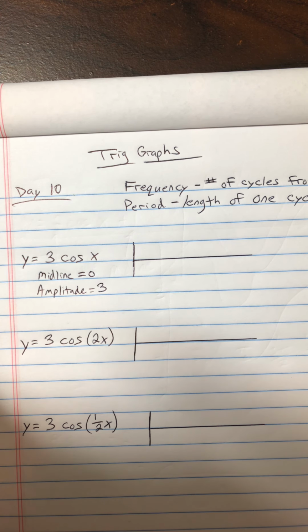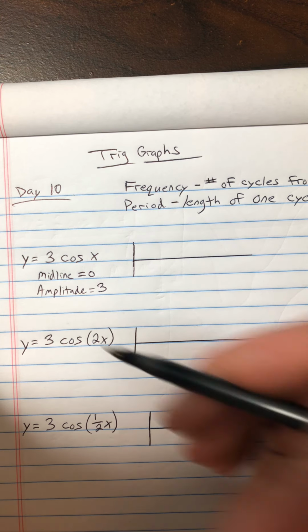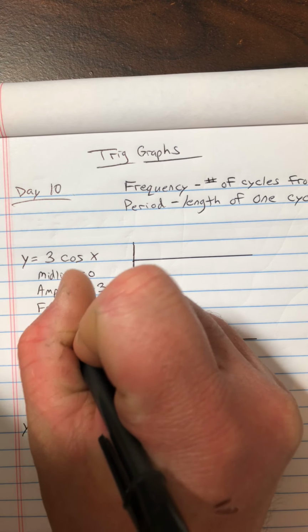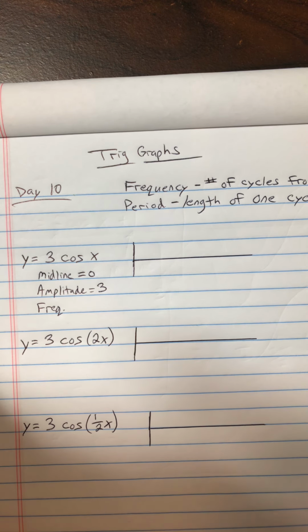The new things that we're going to look for are the frequency and the period. Frequency first. The frequency is the number of cycles from 0 to 2 pi. Everything we've graphed up until now had one cycle from 0 to 2 pi. So the sine graph did one cycle, the cosine did one cycle.